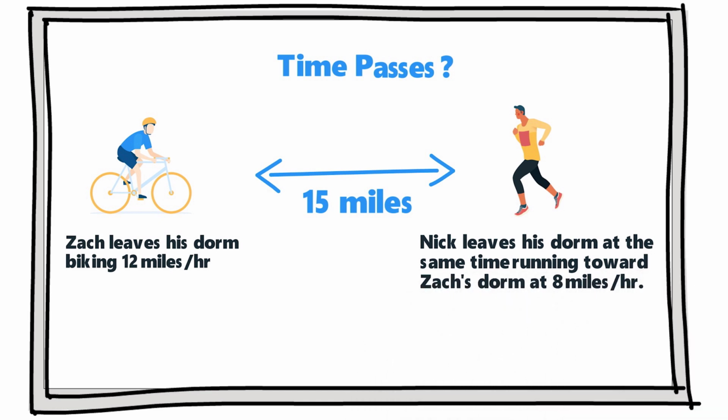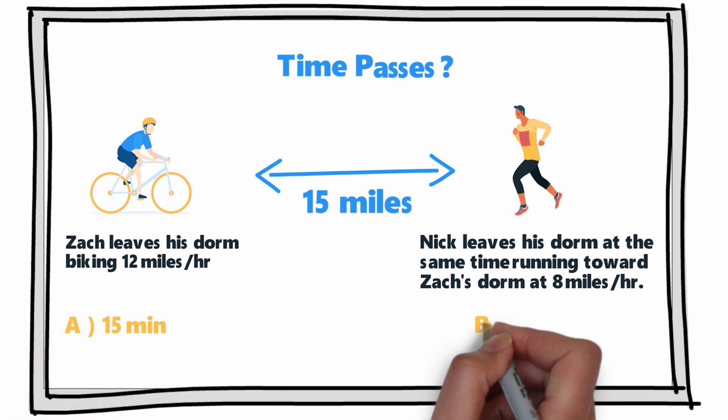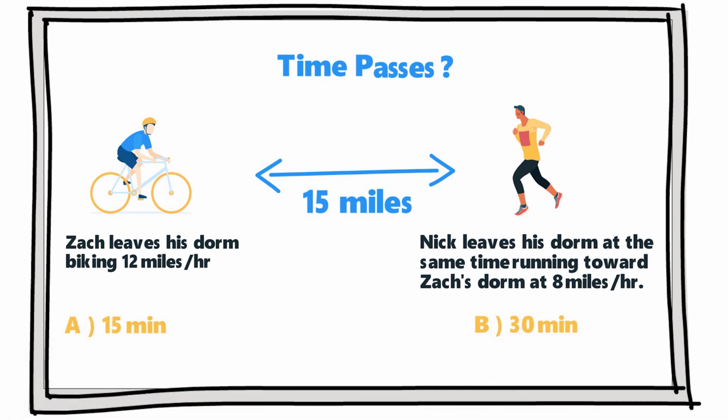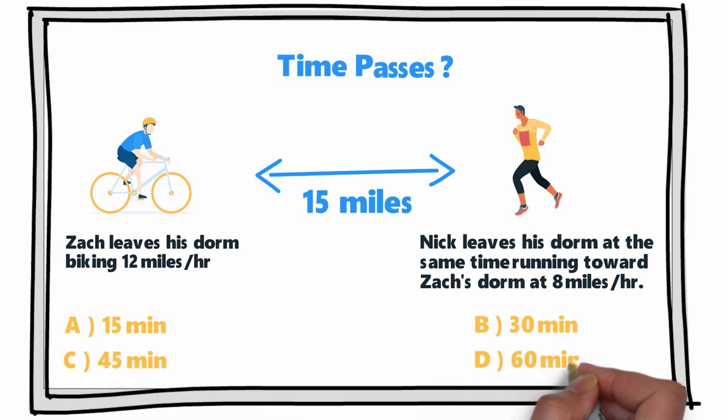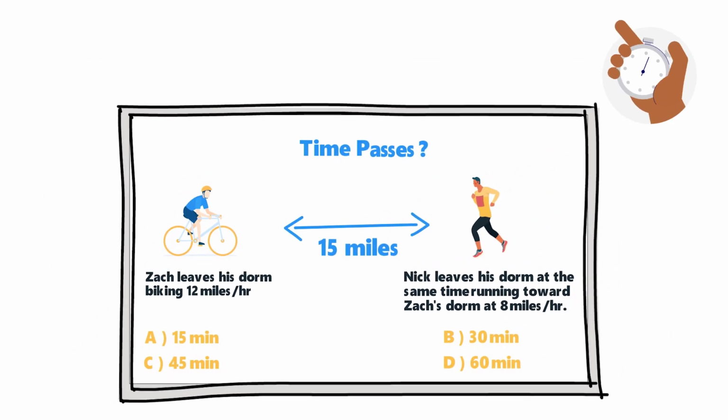You're presented with 4 different choices. Choice A, 15 minutes. Choice B, 30 minutes. Choice C, 45 minutes. And choice D, 60 minutes. Do you see the answer? Can you calculate it? Give yourself a little bit of time. Maybe pause this video to see if you can come up with the answer on your own. Ready or not, we're moving forward and I'll show you how to solve these types of problems on the test.